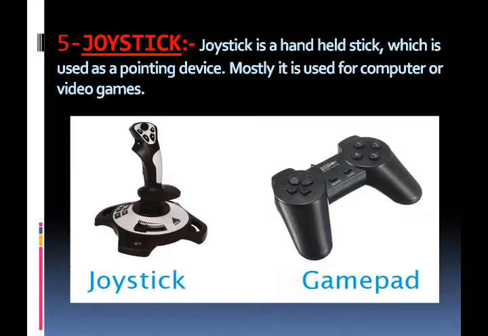Joysticks are used mostly for computer or video games. Joystick is a handheld stick, like the joystick in an aeroplane, which is used as a pointing device. Joysticks are used mostly for computer or video games, but they are also used occasionally for CAD/CAM systems and other applications. CAD is an abbreviation of computer aided design. CAM is an abbreviation of computer aided manufacturing.